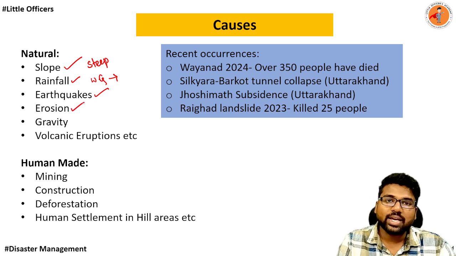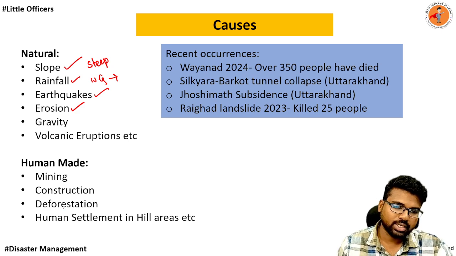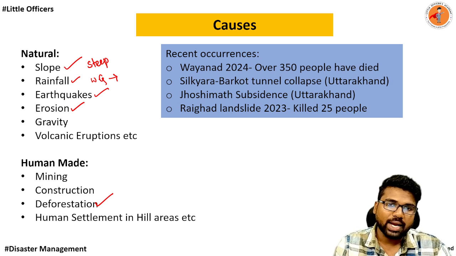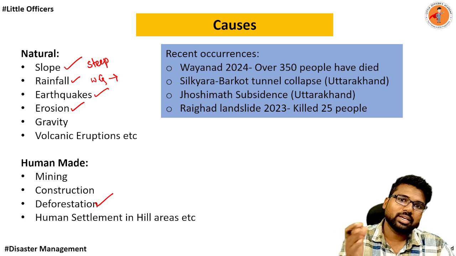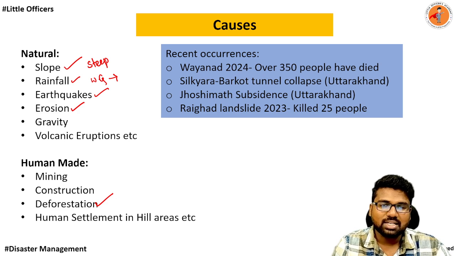soil erosion or deforestation, which you can put under man-made causes. If the anchoring provided by the grass and tree roots etc. is lost, then the soil will be eroded whenever there is rainfall, whenever there is slope failure, etc. So that also results in landslides.